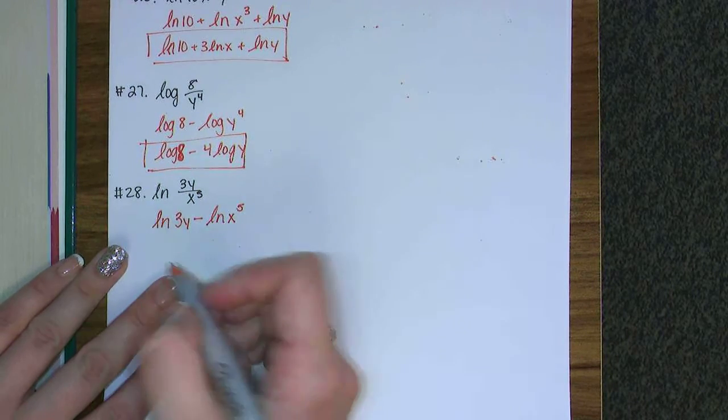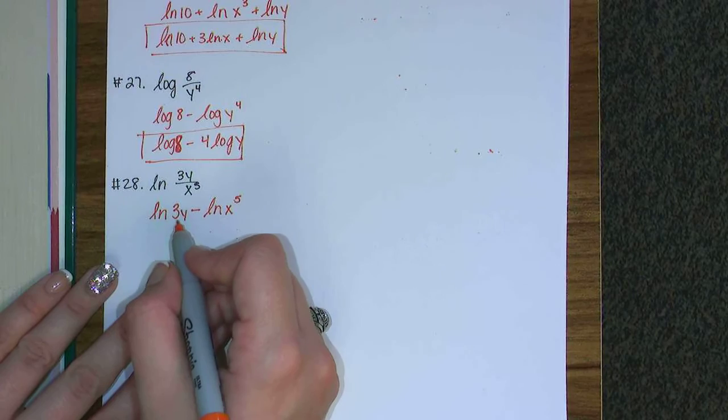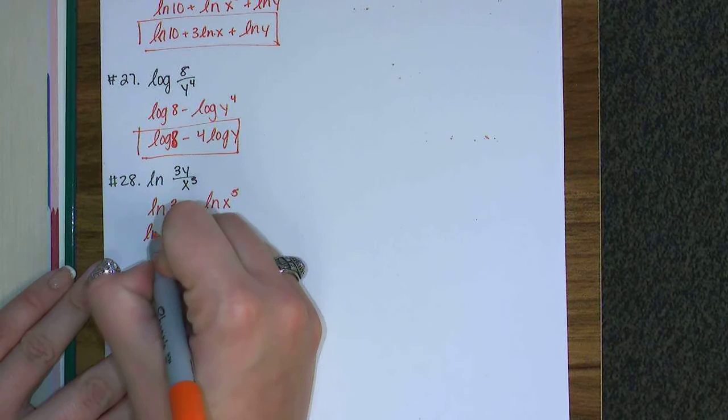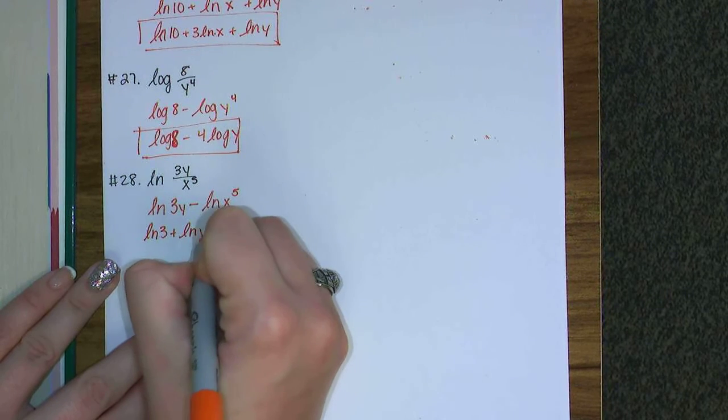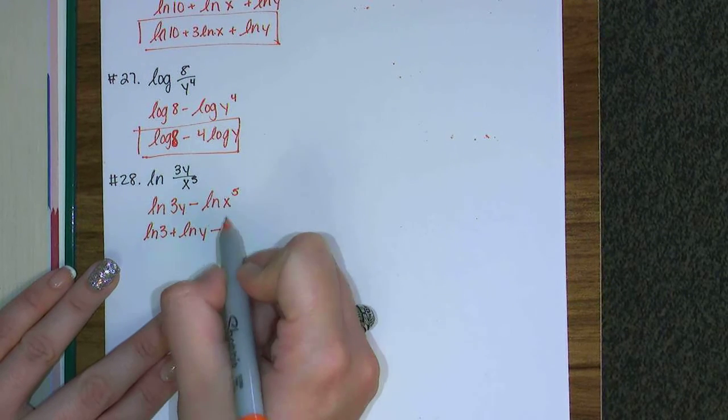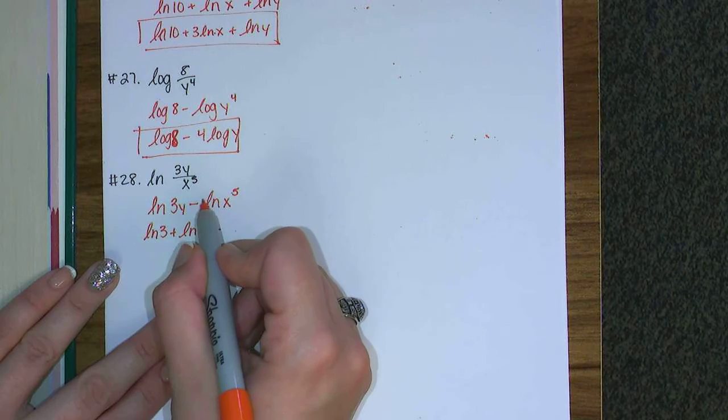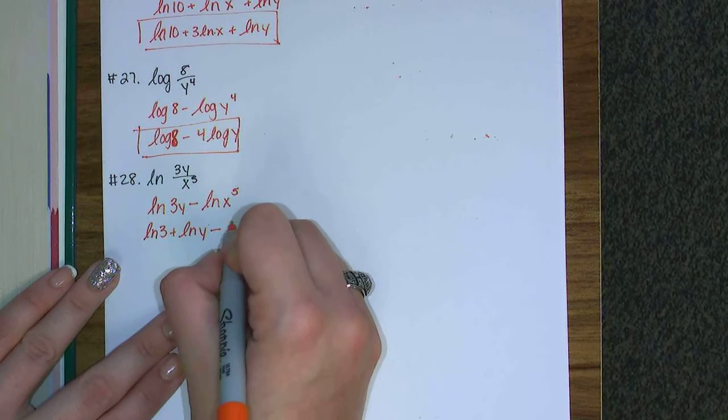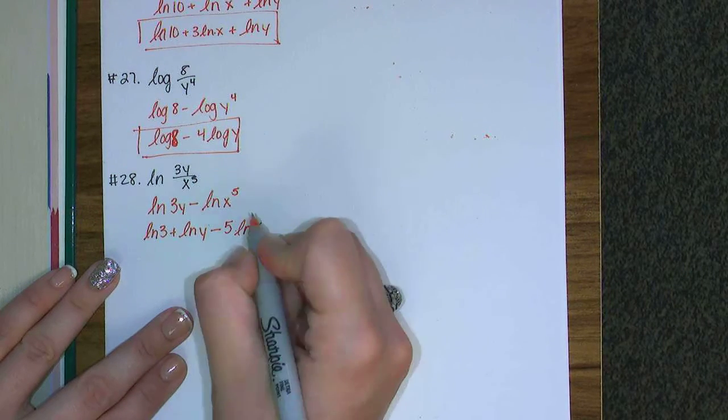Now I'm going to deal with my log of the product. So I'm going to separate these by adding. So ln of 3 plus the ln of y. Now, minus, I need to throw this power out front, so I'm going to do this all in one step. So minus 5 ln of x.